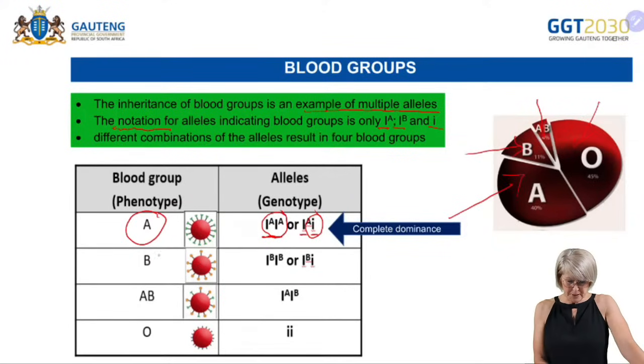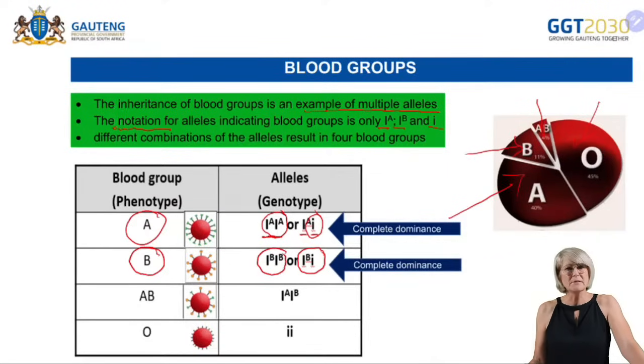If we have a look at blood type B, again we have a homozygous individual that has 2 alleles for blood type B. The second possibility is a heterozygous individual, which would have the allele for blood type B as well as the allele for blood type O. And again, that type of inheritance is complete dominance.